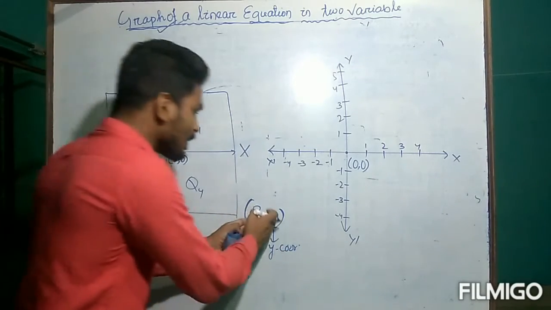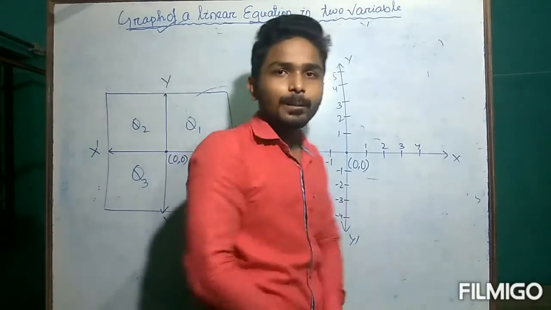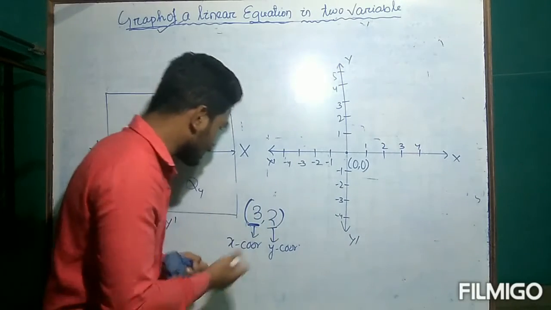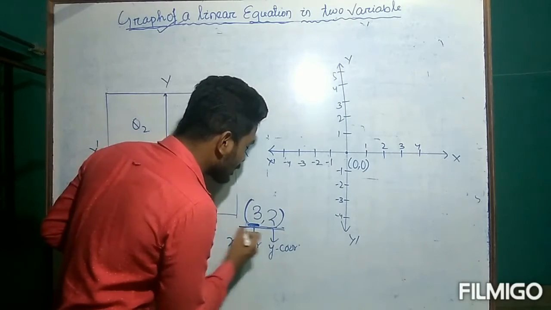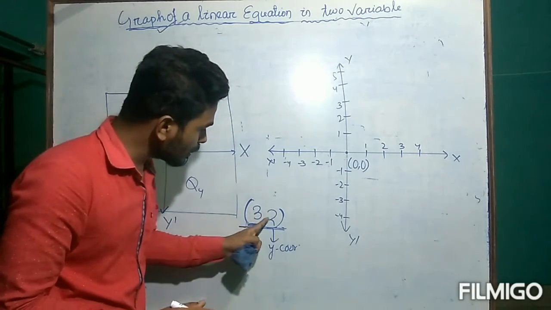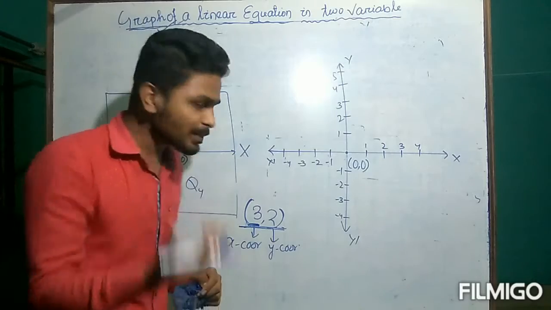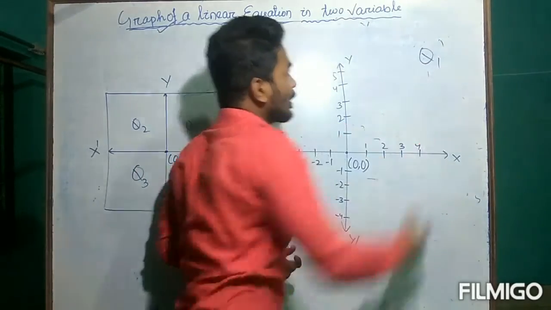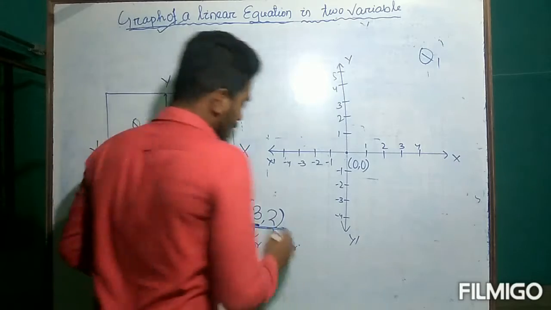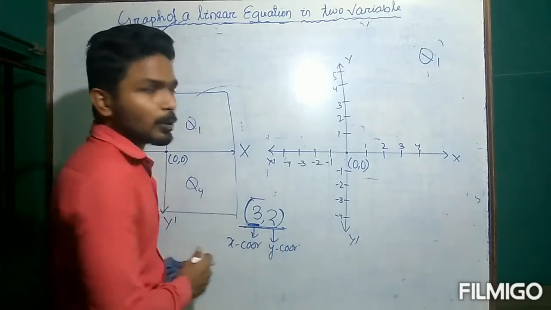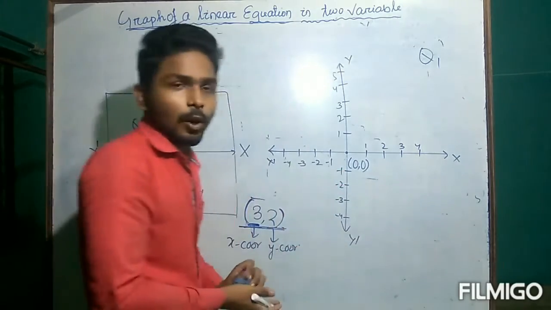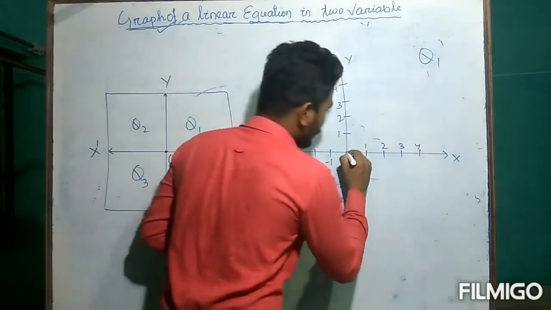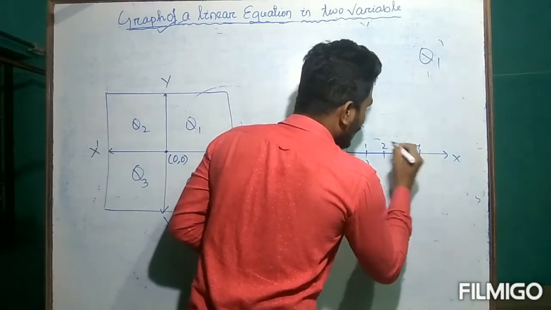Now you can easily represent this point, and you can also say in which quadrant this point lies. Since both the x and y coordinates have positive signs, the point must lie in quadrant 1. So let's represent it. The x coordinate means you have to move towards the right up to 3 units. So let's move 3 units.